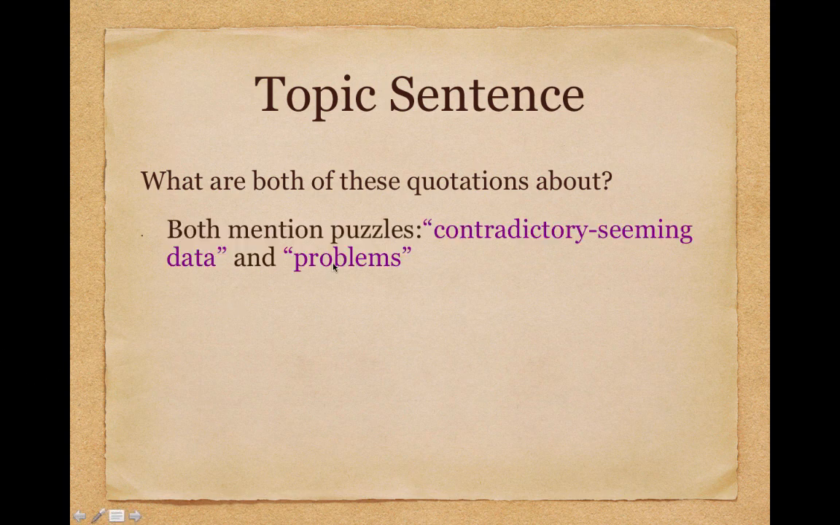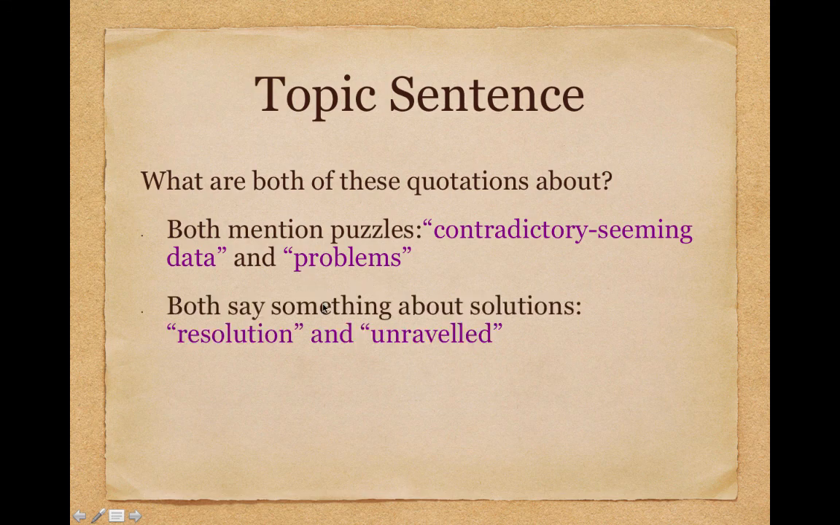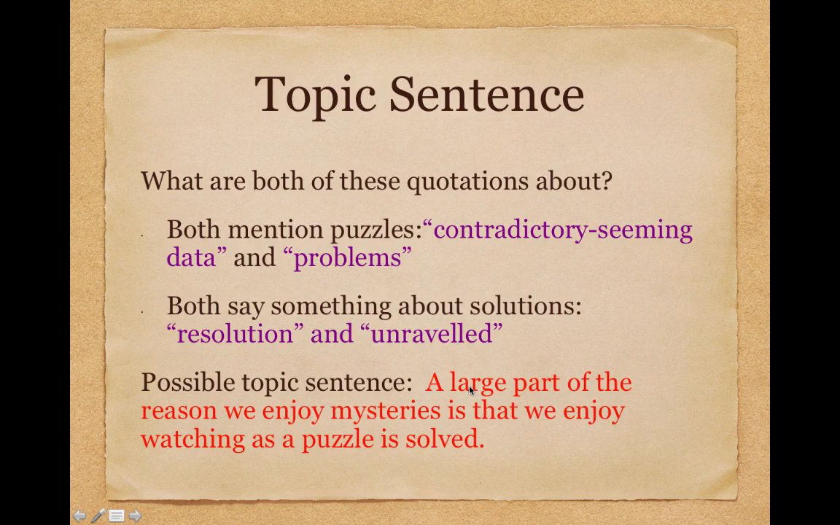Well, they both mention puzzles. For example, the Rafferty mentions contradictory seeming data, and the Watson quote mentions problems. Both say something about solutions. The Rafferty mentions this idea of resolution, and Holmes is mentioned as someone who is able to unravel mysteries. So I'm going to put these together with this idea of enjoyment and say, this might be my possible topic sentence. A large part of the reason we enjoy mysteries is that we enjoy watching as a puzzle is solved.